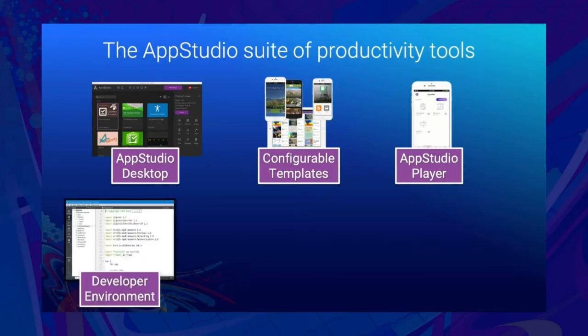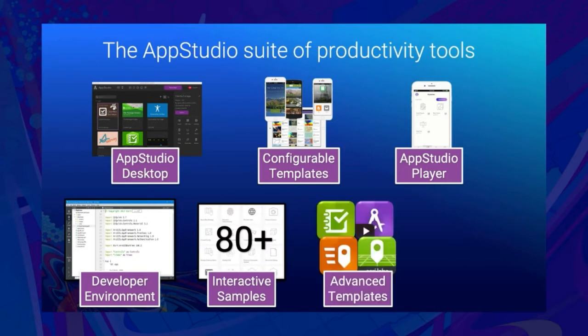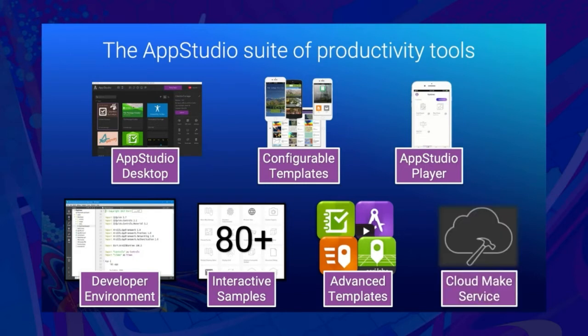We also include the AppStudio Creator IDE, a complete developer environment for writing custom code if that's what you'd like to do. We offer over 80 interactive samples and some advanced templates, such as Survey123 and QuickCapture. So we give you access to those templates if you want to extend those. And a CloudMake service. This is a build service in the cloud. So you don't have to set up different build machines for all these different platforms. We take care of that for you. You simply write your app, upload it to your organization, and request a build.